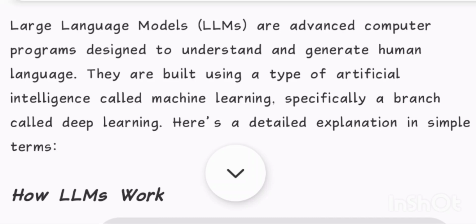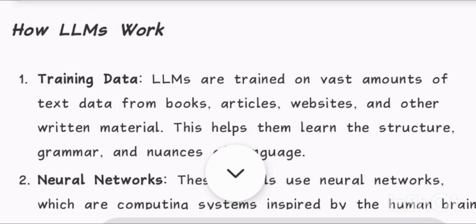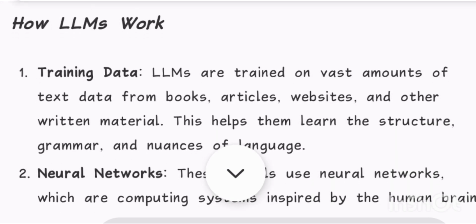Large language models, LLMs, are advanced computer programs designed to understand and generate human language. They are built using a type of artificial intelligence called machine learning, specifically a branch called deep learning. Here's a detailed explanation in simple terms. How LLMs work.